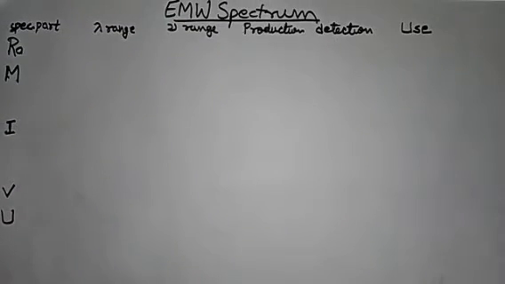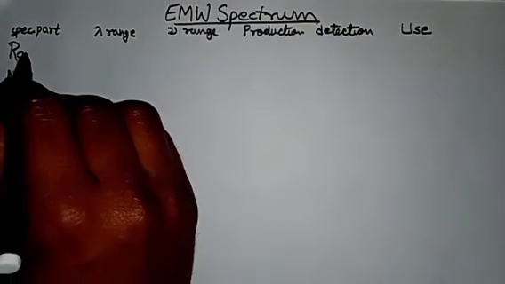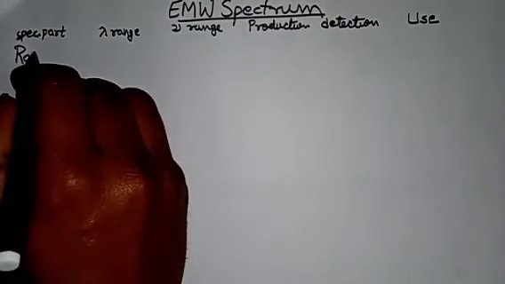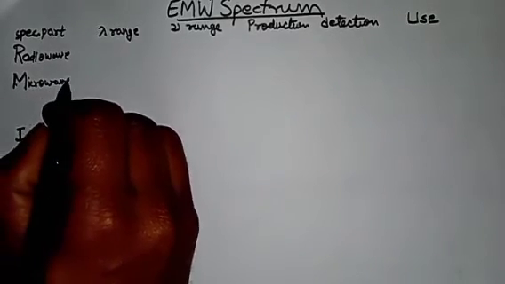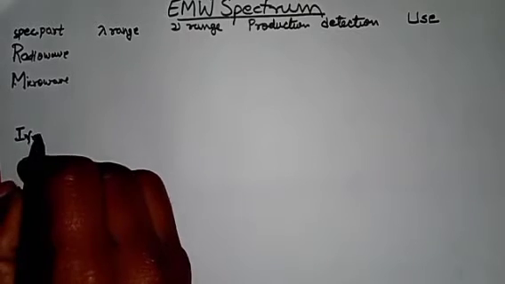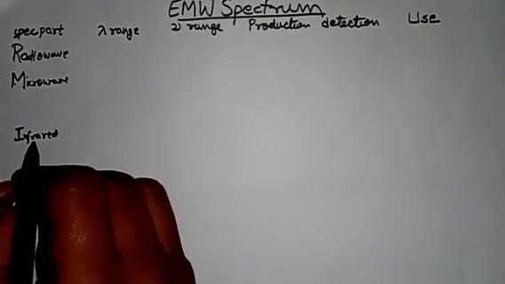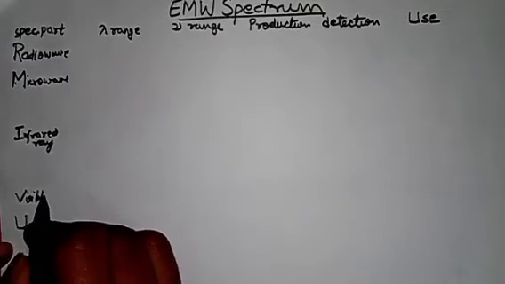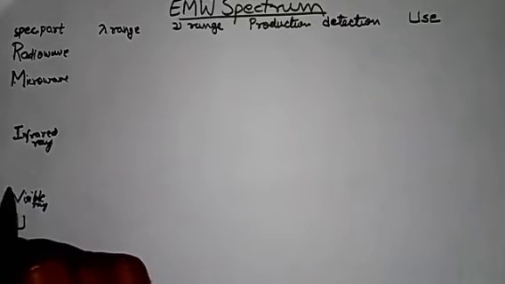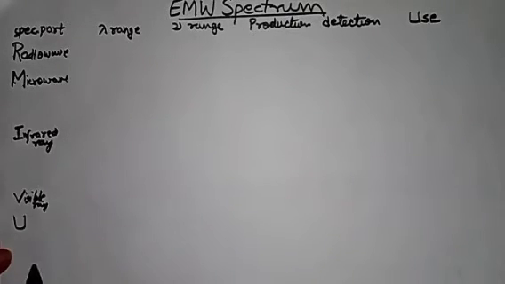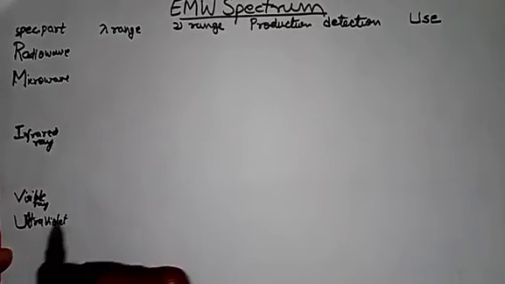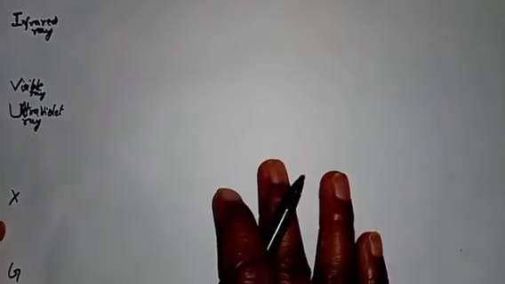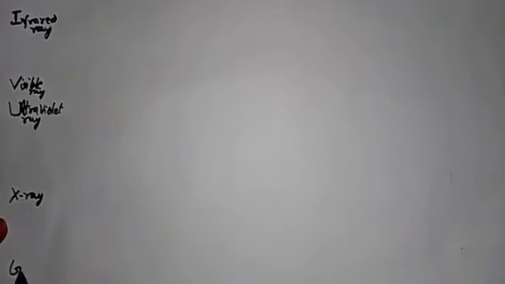So RA stands for radio waves, M stands for microwave, I stands for infrared, and from here we start using the term ray. V visible, some people call light or visible ray, that is why I love you comes here. U ultraviolet ray, X X-ray, G gamma ray.